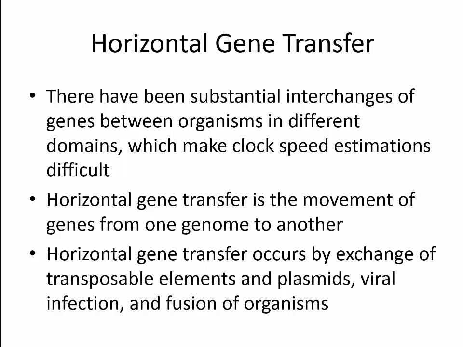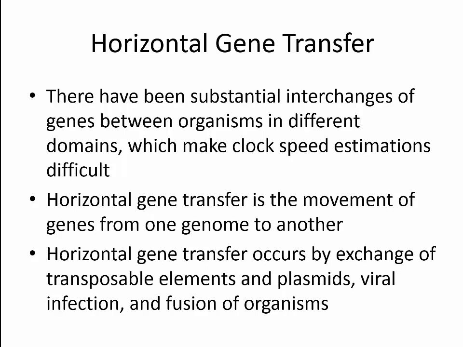There's also, just to muddy the waters, horizontal gene transfer. So while we're exulting, like, aha, we can find a clock, we can date it, and we can reason it out, and we can separate all the organisms, actually, no, not so fast, because there is something called horizontal gene transfer. There have been substantial interchanges of genes between organisms in different domains, not just species or genus or family or class or order or any of that. Domains, which make clock speed estimations difficult.